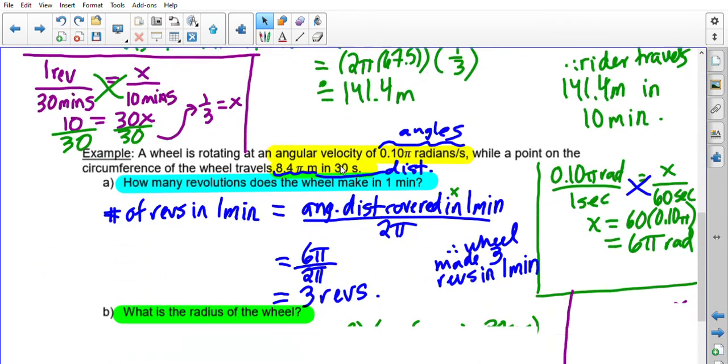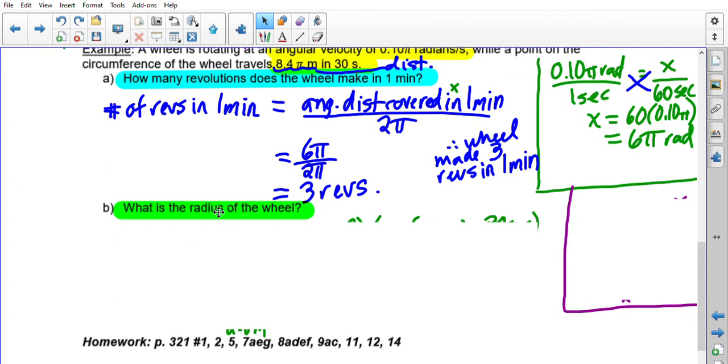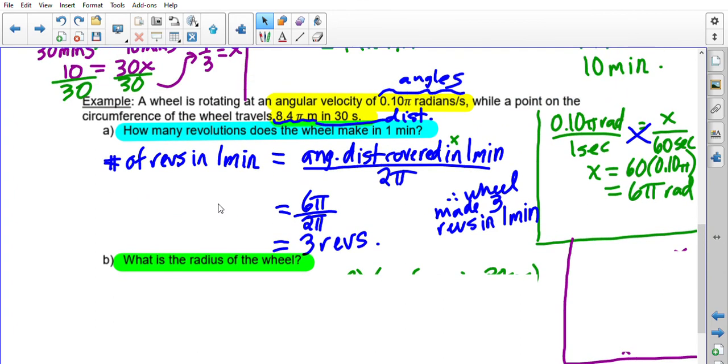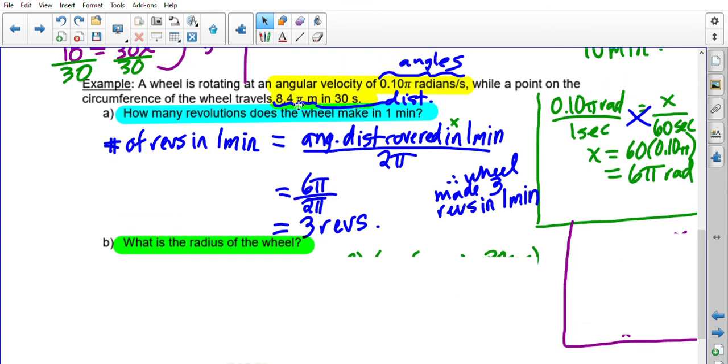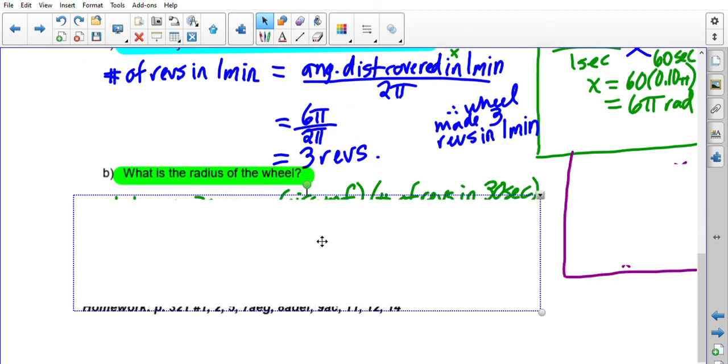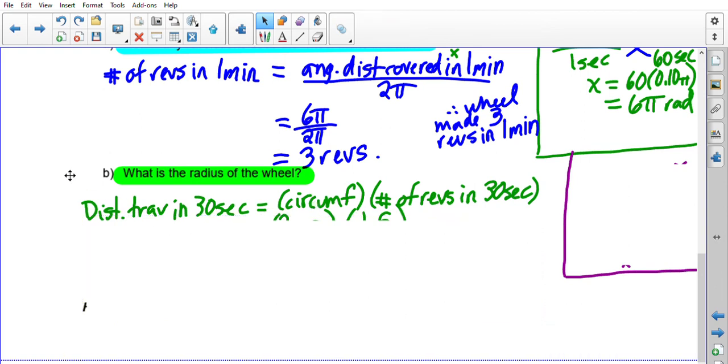Okay, so let's come down here. So we know we have to deal with the distance traveled in a certain amount of time. So right away you should be thinking, in the question, did they give us anything to do with distance traveled in a certain amount of time? And they did. They told us here 8.4 pi meters in 30 seconds. So we're going to work with that. Okay. So we're going to set up the distance traveled in 30 seconds is equal to circumference times the number of revolutions in 30 seconds.